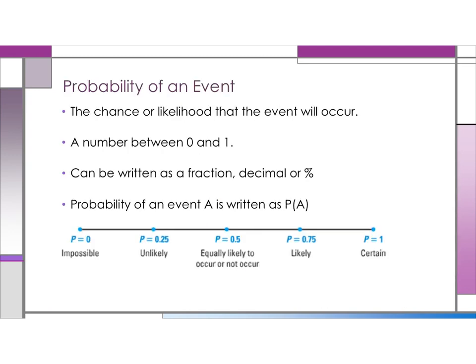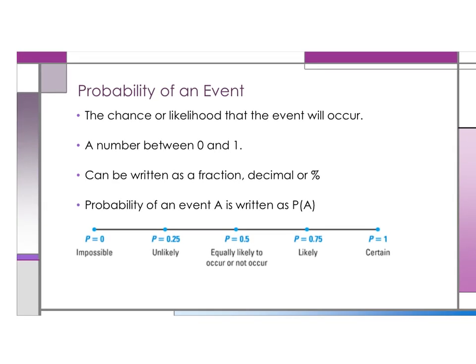Next, we're going to talk about how probability is written. So probability of an event is the chance or likelihood that the event will occur. It's a number between 0 and 1. It can be written as a fraction, a decimal, or a percent.